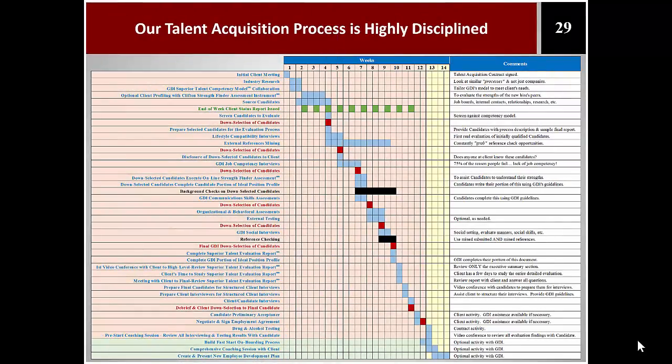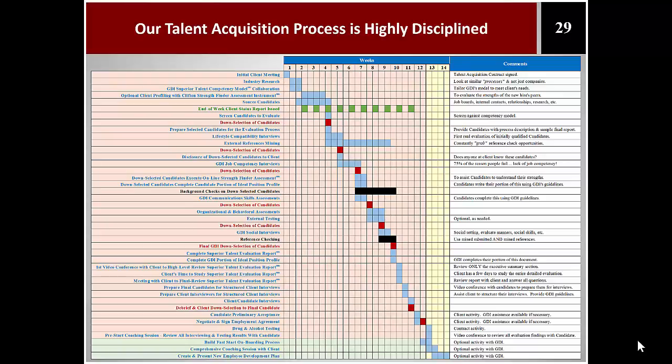Now, we have a methodology. I'm going to make you squint if you want to read this. I'm not going to go through it. But I will tell you this. Everywhere you see a red line on there, that's a down selection point where we down select. All the blues are activities, and the blacks are all around background and reference checking. And the green up at the top, those are just where we give weekly status reports at the end of every week to our client.